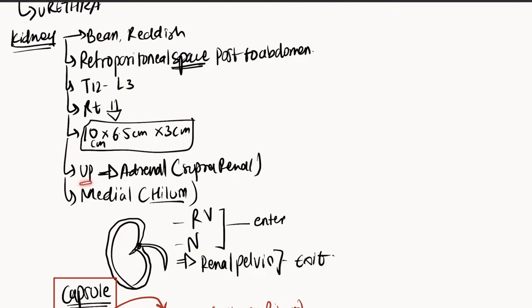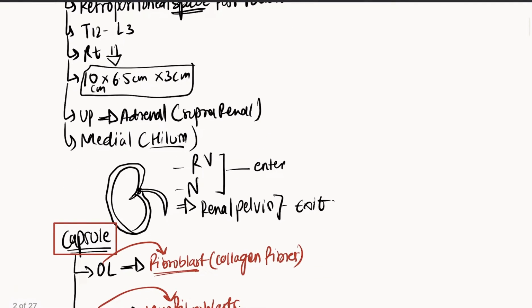On the upper portion of it, there are the adrenal glands, also called the suprarenal glands. On the medial aspect, there is the hilum. The structures that pass through the hilum are the renal vein and nerve that enter, and the one that exits is the renal pelvis. This is the hilum.